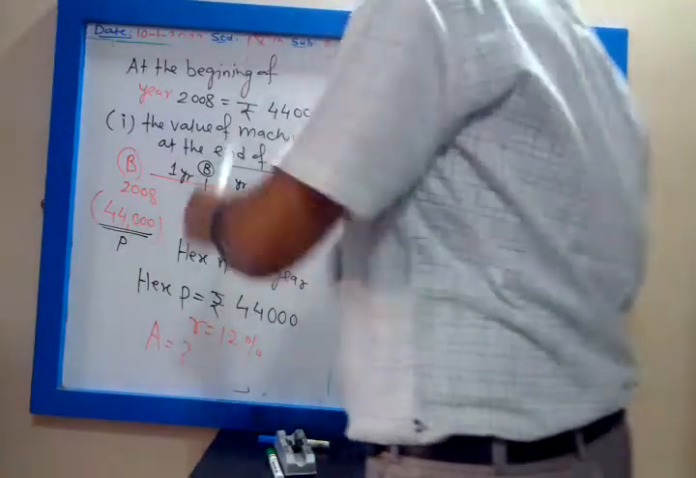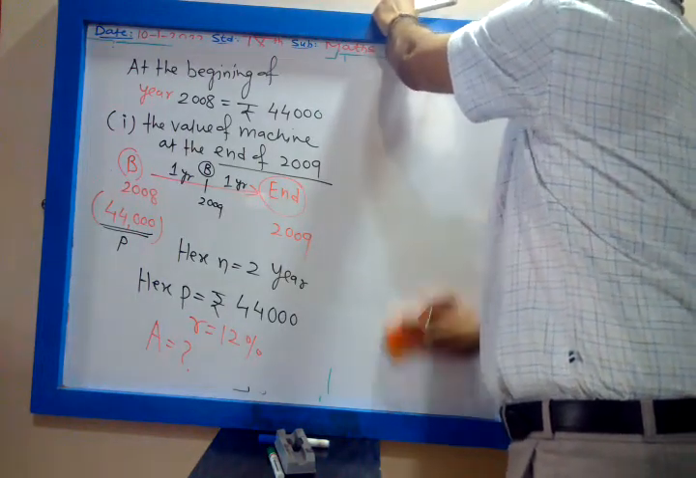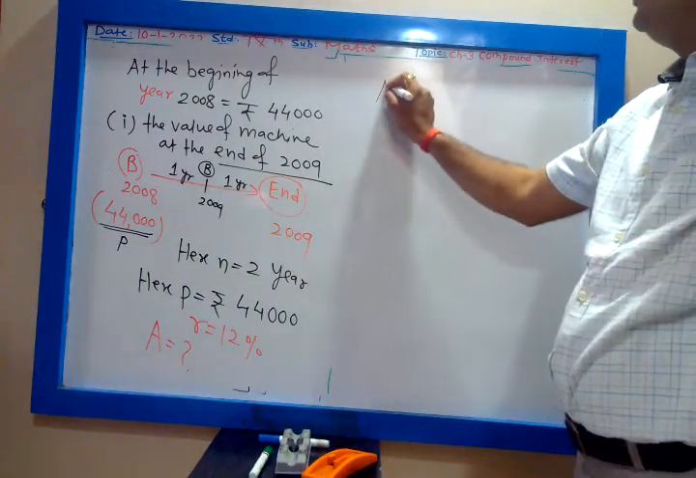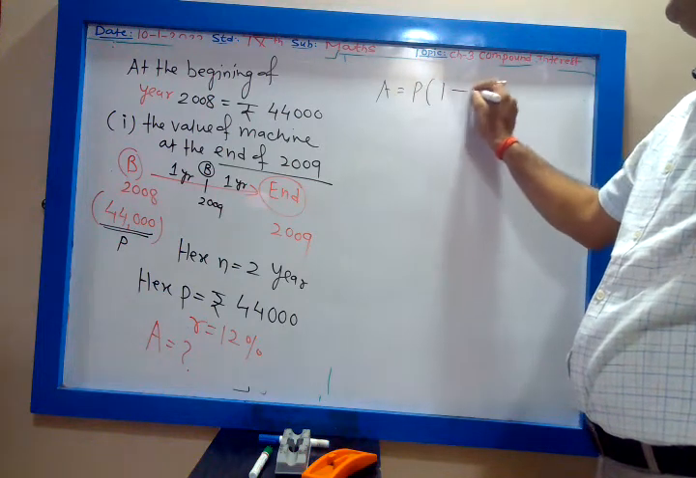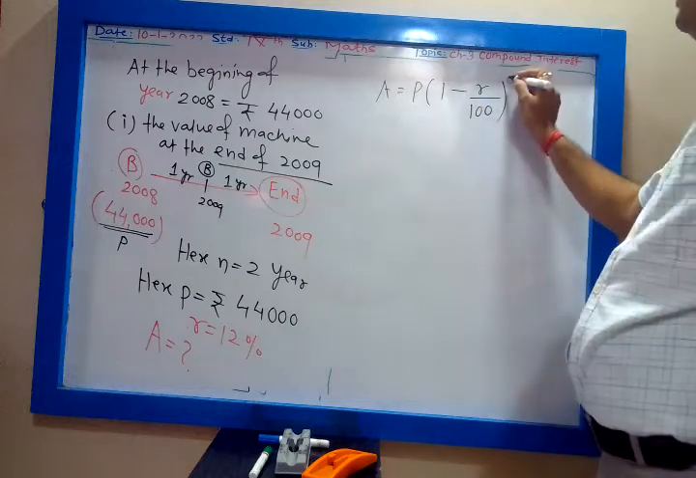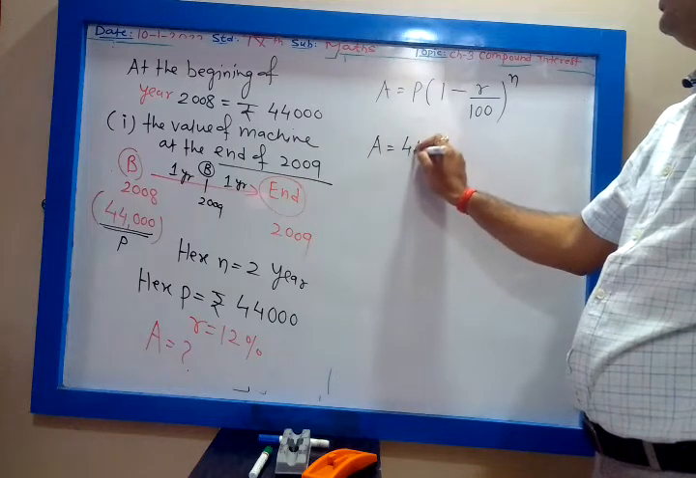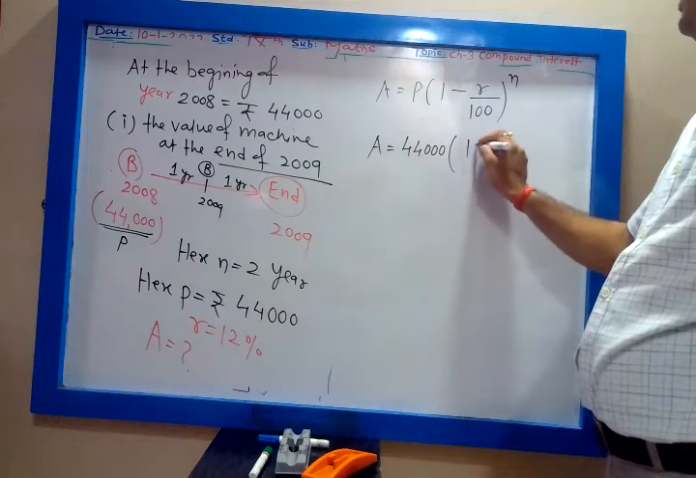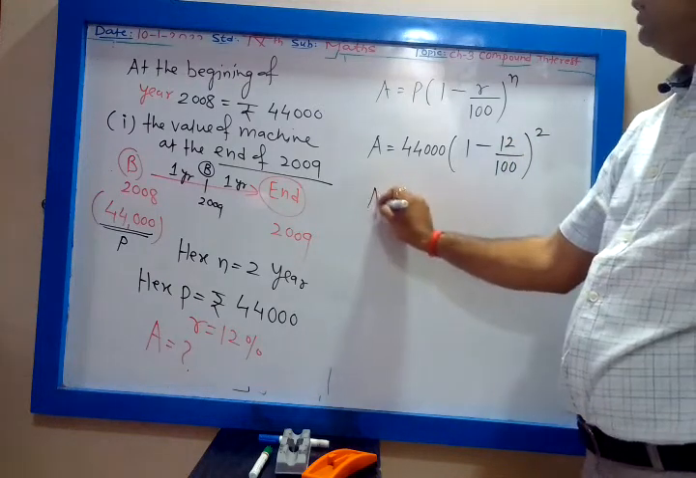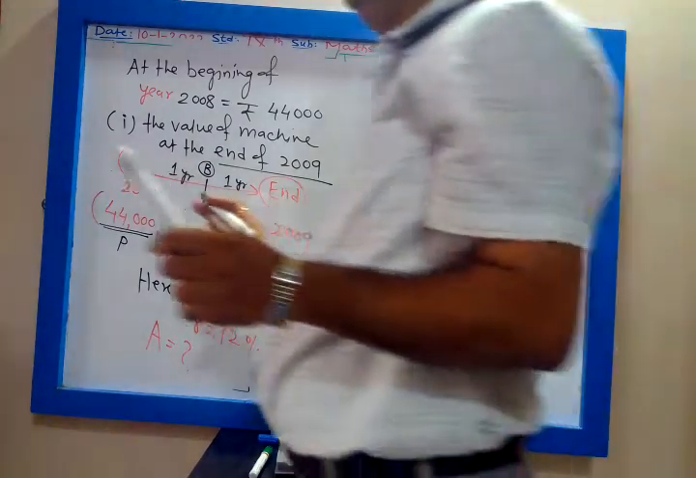Since this is a problem of depreciation, and every year it depreciates, so this is a yearly problem. Use the formula for A. A is equal to P into (1 minus R upon 100) raised to N, with minus R in depreciation. So A is equal to P, 44,000, into (1 minus 12 upon 100) raised to N. The duration is 2 years. Is it clear? Does anybody have any doubt in this?